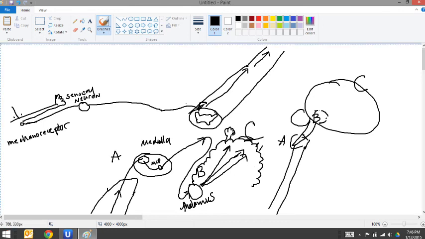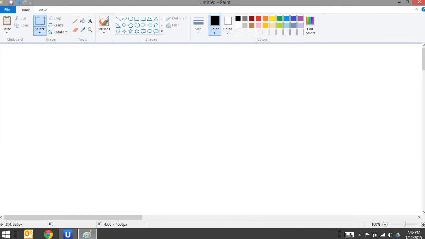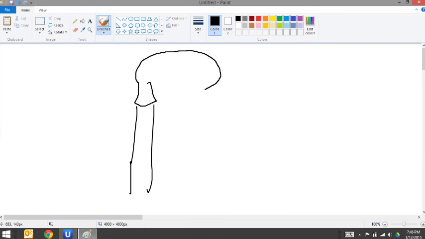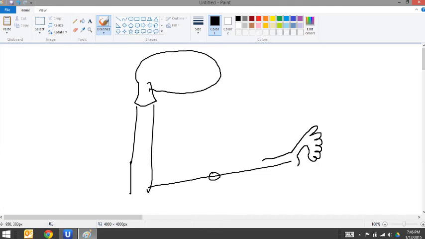So let me just draw that again. That was quite a messy drawing. So just here we have spinal cord, brainstem, and brain. And the spinal cord has sensory neurons that go into the hand, with too many fingers and a tumor there apparently.